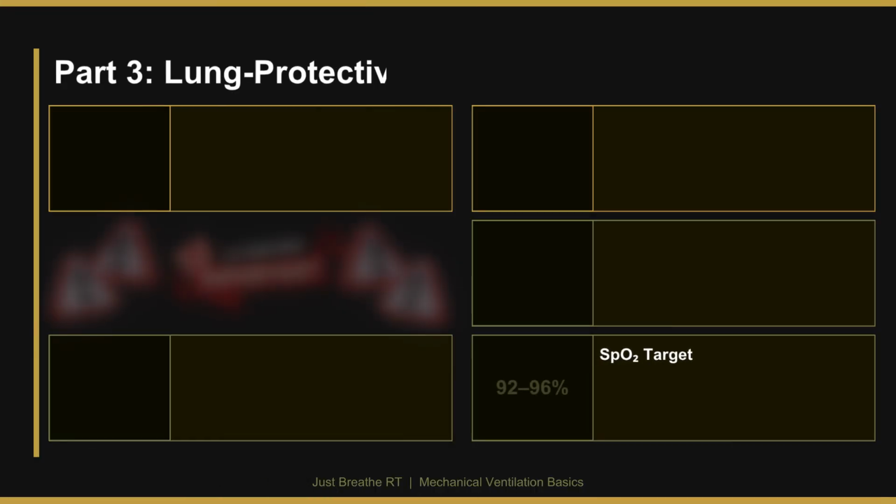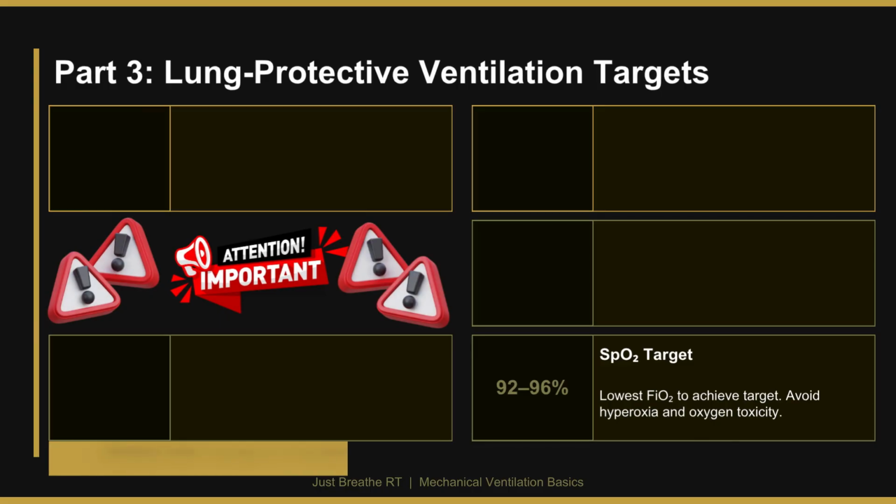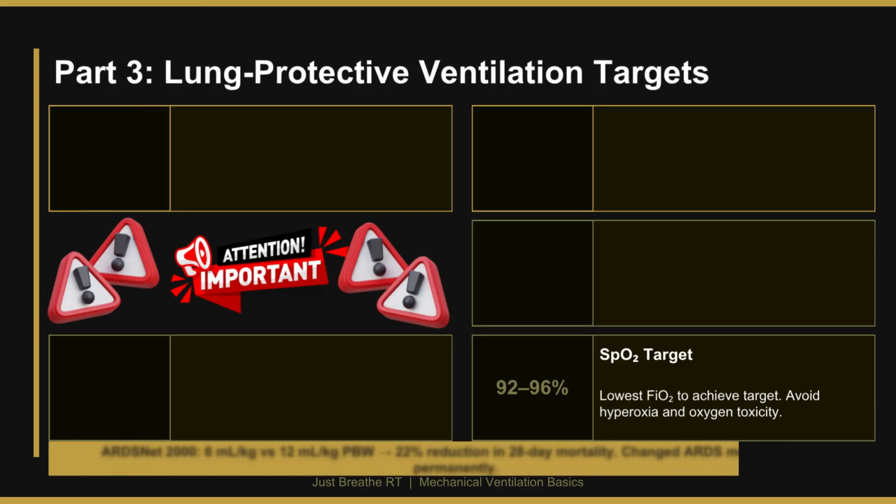Lung protective ventilation is the cornerstone of ARDS management. The landmark ARDS NET trial in 2000 demonstrated that ventilating with 6 milliliters per kilogram predicted body weight, rather than 12 milliliters per kilogram, reduced 28-day mortality by 22%. That single finding changed ARDS management permanently. Here are the current targets, based on the 2023 ESICM guidelines and the 2025 German guideline update.